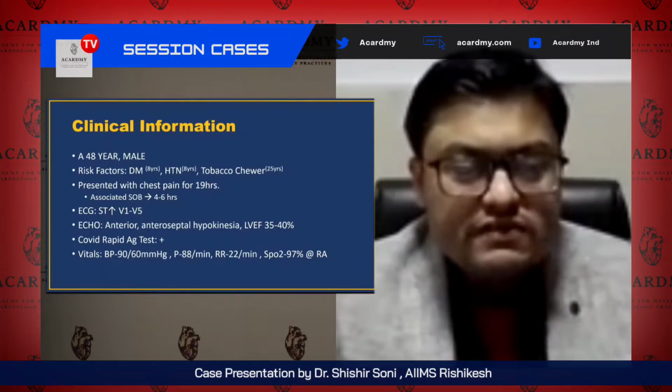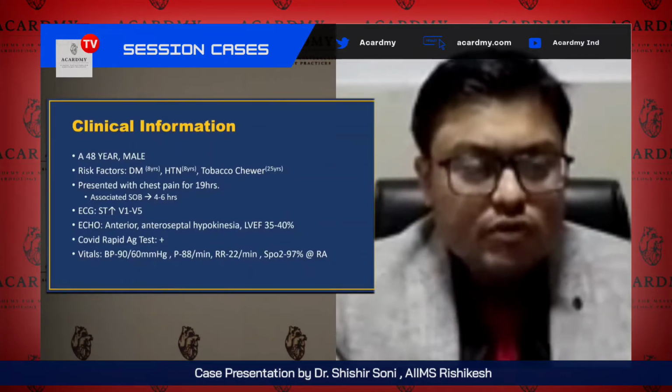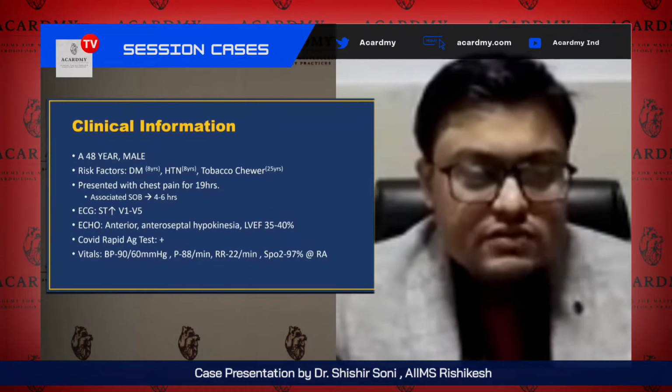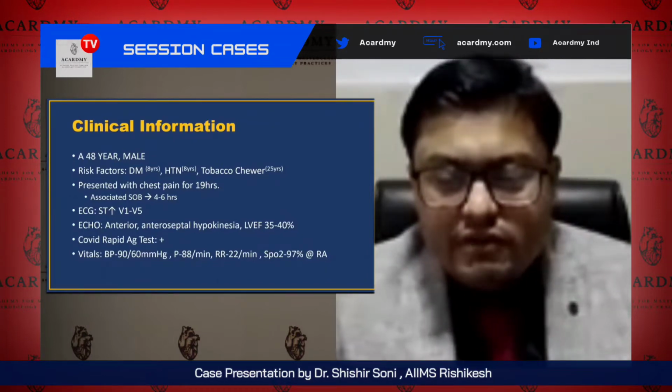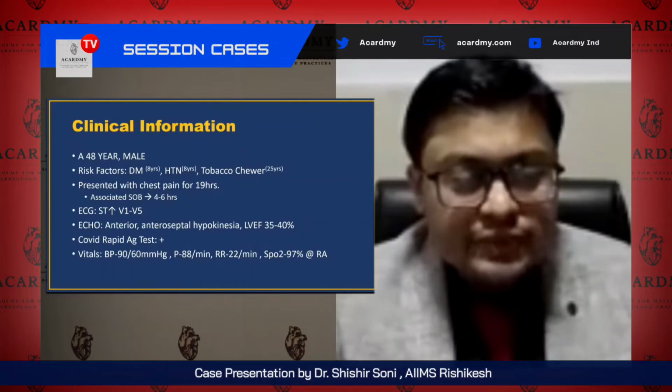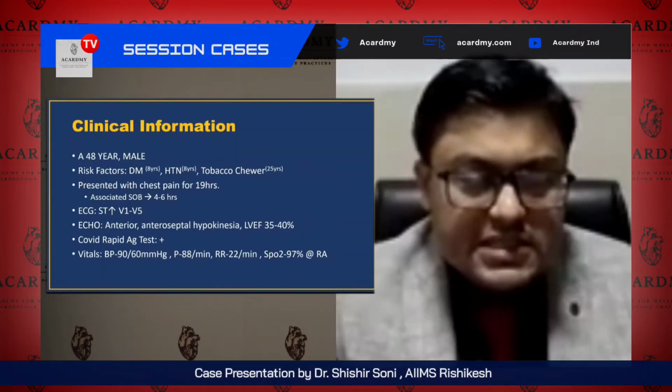The ECG was suggestive of ST elevation in V1 to V5, and a screening echo done in the emergency was suggestive of anterior and anteroseptal hypokinesia with LVEF of around 35 to 40%. He was COVID rapid antigen test positive, and his blood pressure was 90 by 60 millimeters of mercury.